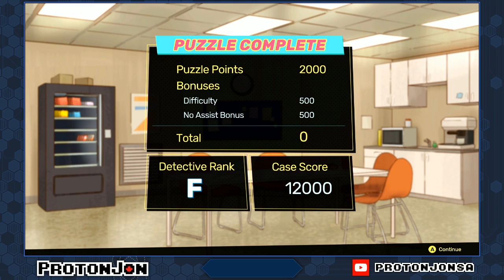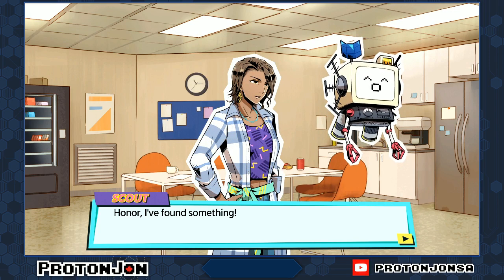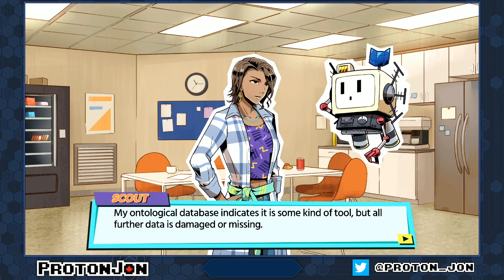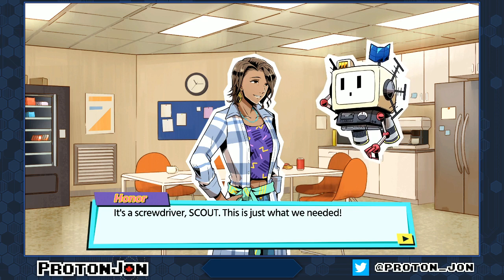Interesting. Honor, I found something. My ontological database indicates it's some kind of tool, but all further data is damaged or missing. It's a screwdriver, Scout. This is just what we needed.